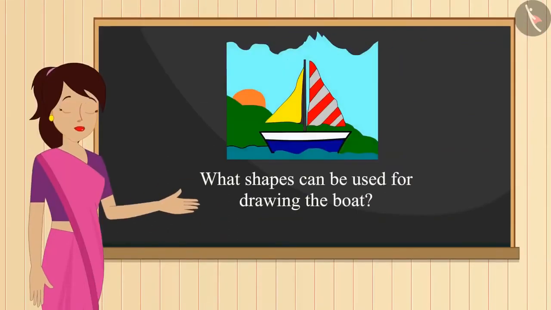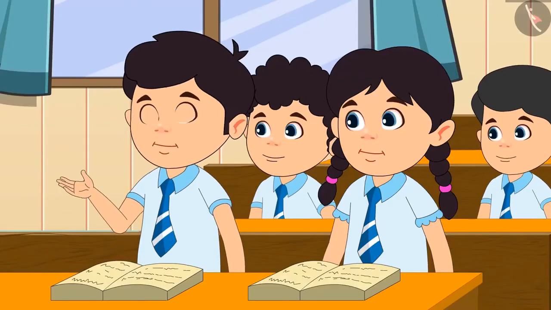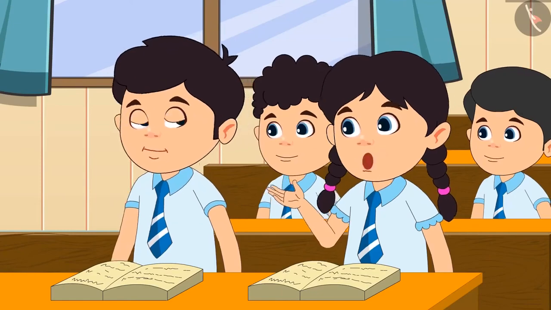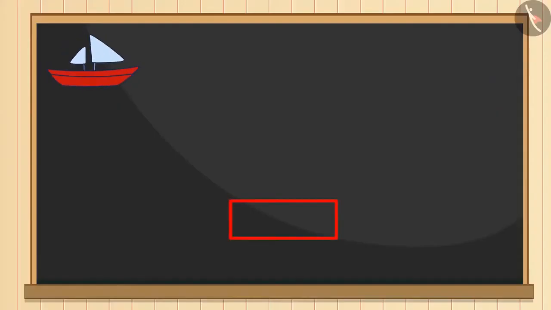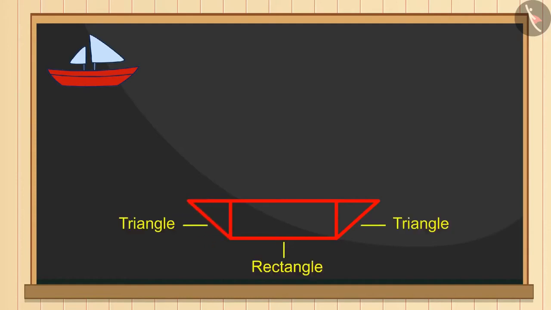Come on, now look at this painting. Whose picture is this? This is a boat, teacher. I know how to draw it. If we look at the lower part of the boat, from the middle it looks like a rectangle. If we make one triangle each at both the edges of the rectangle, then the lower part of the boat would be complete.